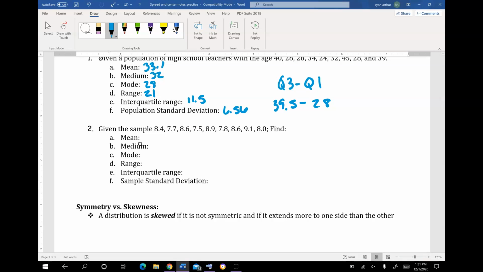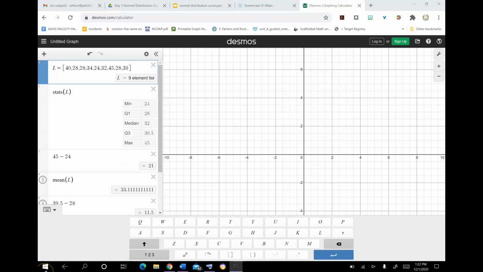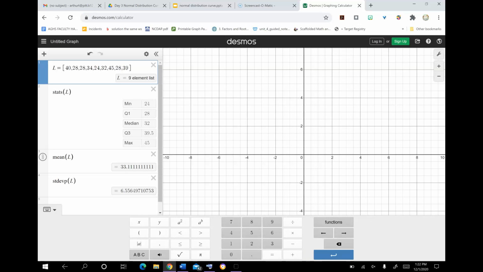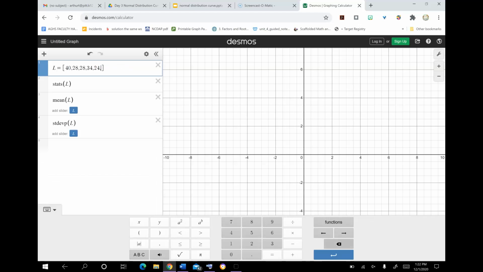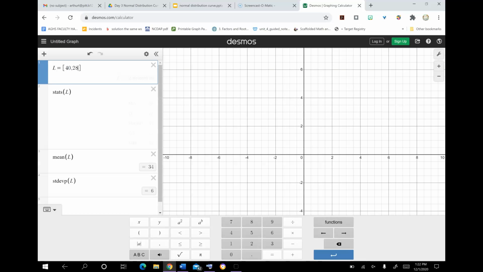Okay? All right, so let's do number 2. I'm going to type it in. So what I would do, since I have everything I want up here that I know I'm going to have to do, I'm just going to change my list. So I'm going to come up here and I'm just going to backspace all this. And I'm going to type my new list in. And I've already got the information up here, so it's just going to calculate it for me.